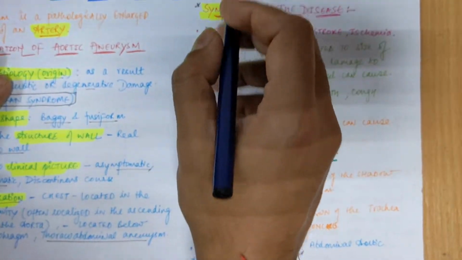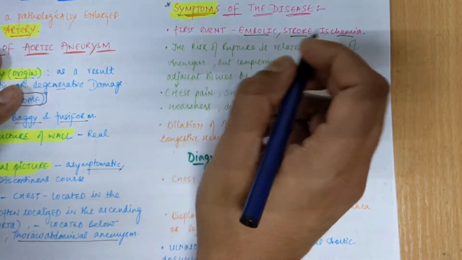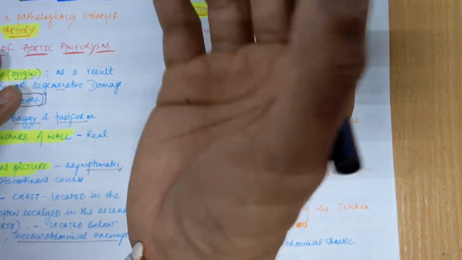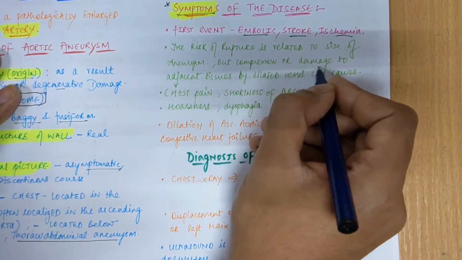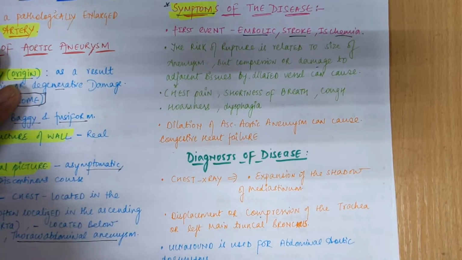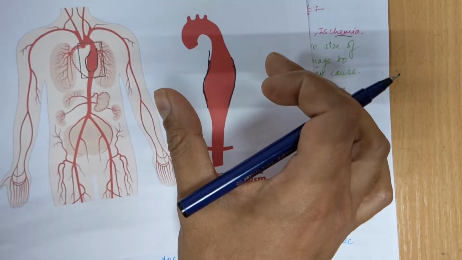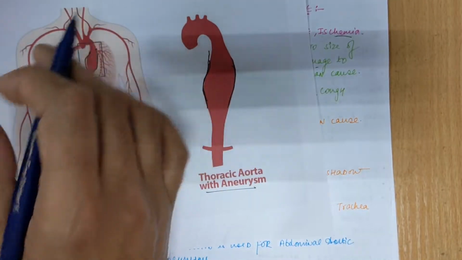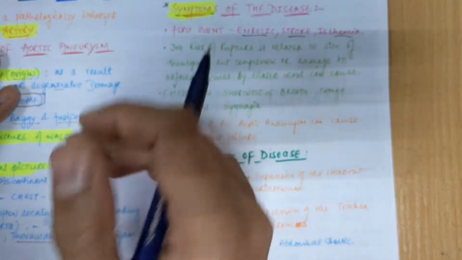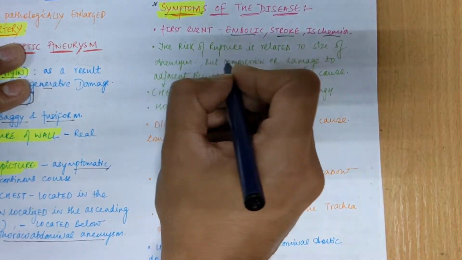Now, how will the patient present with symptoms? The first event can be embolic, stroke or ischemia. The risk factor is related to the size of the aneurysm. The risk and symptoms are related to the size of the aneurysm and the compression or damage to adjacent tissues by the dilated vessel. If the ballooning or bulging in the artery is very large, it can affect the adjacent organs and tissues, which can further lead to other complications. That depends on the size.